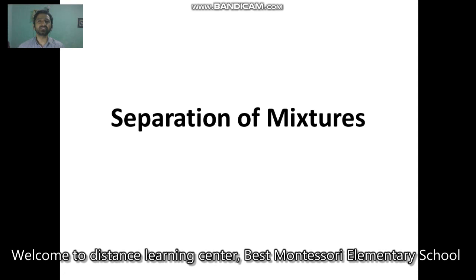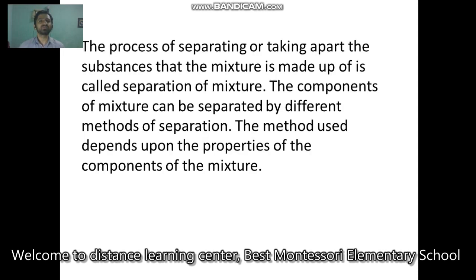In the previous video of Year 7 Science, I discussed the different types of mixtures, their characteristics and properties, and today I'm going to talk about how we separate the different types of mixtures. Let's get started. Now, what is separating the mixture? That is the process of separating or taking apart the components that a mixture contains. That process is called separation of mixture, and it has different methods.